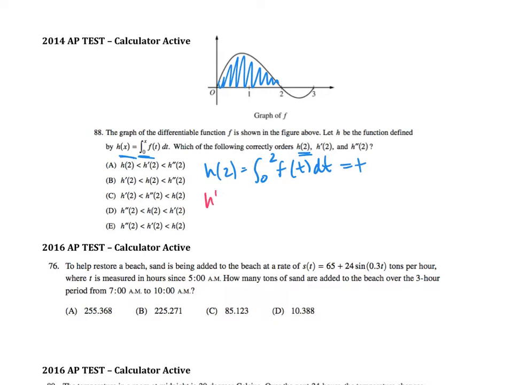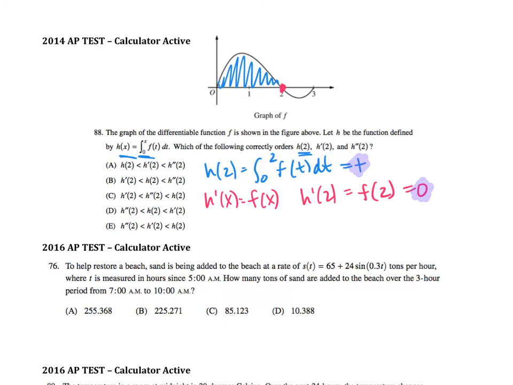Let's find h prime of x. H prime of x would be the derivative. H of x is an integral, so the derivative of the left means I take the derivative of the right. The derivative of an integral cancels each other out, and I'm left with the function evaluated at the upper bound. So h prime of 2 is the same as f of 2. F of 2 per my graph is 0. So my first answer was positive, my second answer was 0.